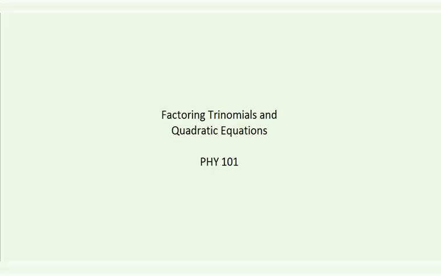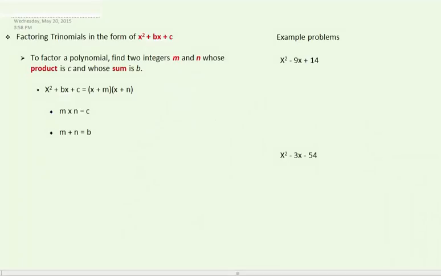Today we will learn how to factor trinomials and quadratic equations. Trinomials can be expressed in multiple forms. The first form we're going to look at is x squared plus bx plus c. In order to factor a polynomial, first we must find two integers, m and n, whose product is c and whose sum is b. This is summarized below.